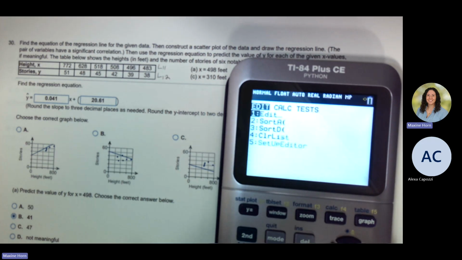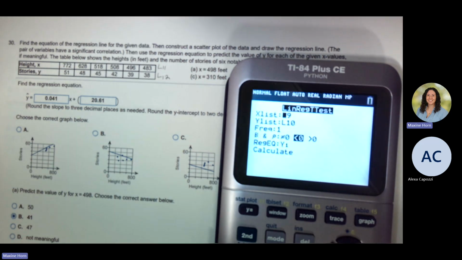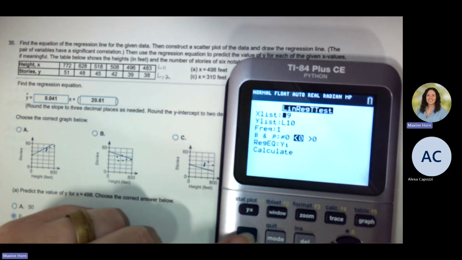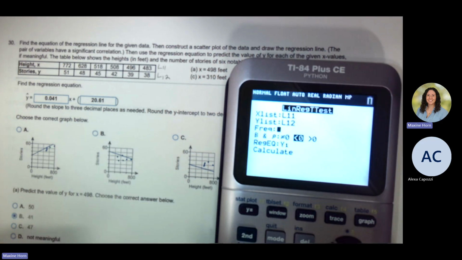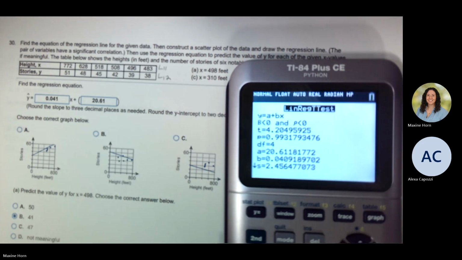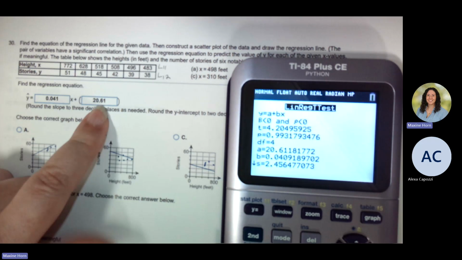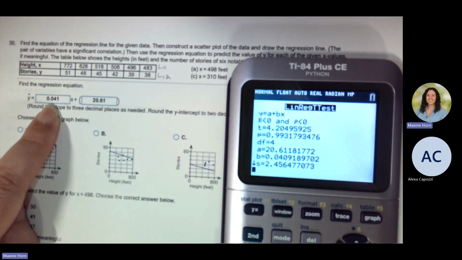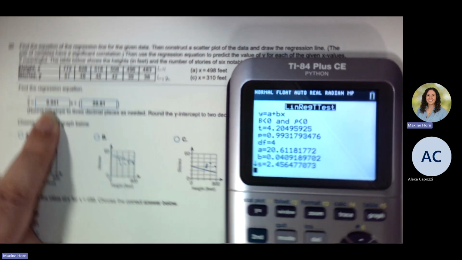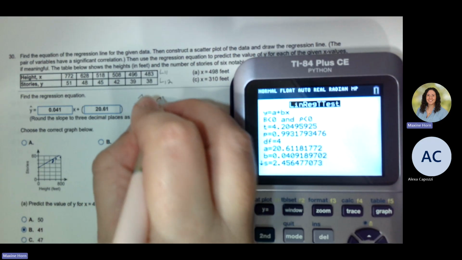Then you're going to go to Stat, Test. You're going to arrow all the way down to F. F is in Foxtrot, linear regression t-test. You're going to tell it which lists to look at. I'm telling it L11 and L12, and then calculate. And it is giving us an A value of 20.61 when rounded to 2 decimal places, and a B value of 0.041 when rounded to 3 decimal places. And you can see that it's actually reminded you already, hey, don't forget that it's AX.